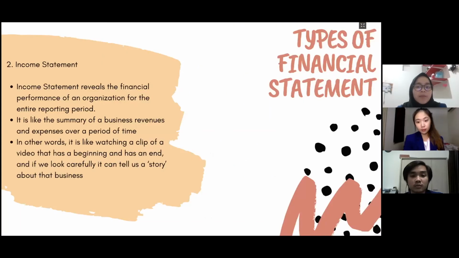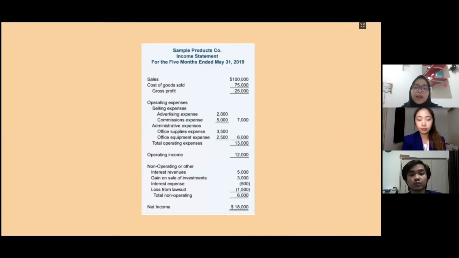Second type of financial statement is the income statement. Income statement reveals the financial performance of an organization for the entire reporting period. It is like the summary of a business's revenues and expenses over a period of time. Or in other words, it is like watching a clip of a video that has a beginning and has an end. And if we look carefully, it can tell us a story about that business. This is the example of income statement.